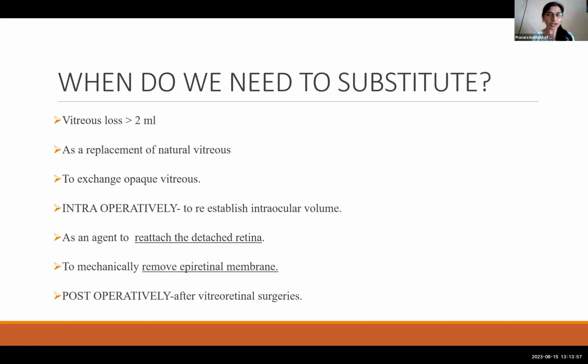So when do we need to substitute vitreous? When the loss is more than 2 ml, as a replacement of natural vitreous or to exchange the opaque one. Intra-op, it is used to re-establish intraocular volume, as an agent to reattach the detached retina, or to mechanically remove the epiretinal membrane. Post-op, it is used after vitreoretinal surgeries.